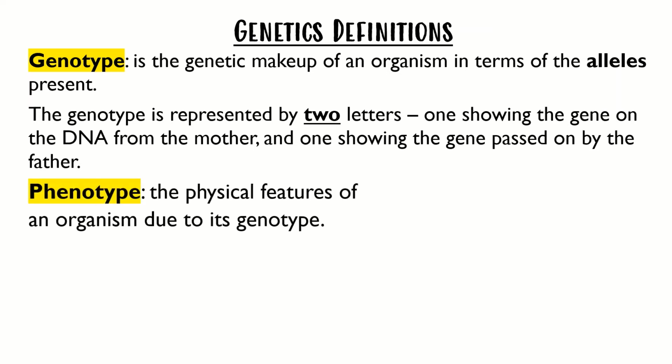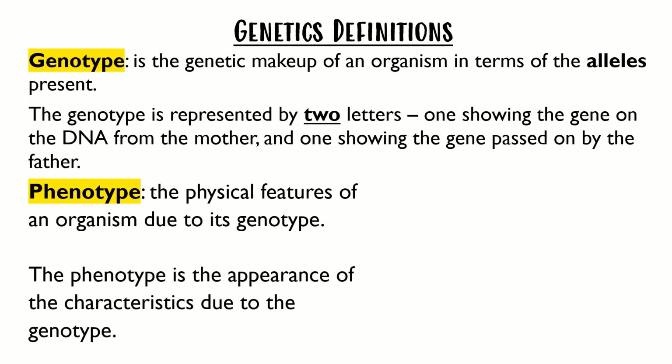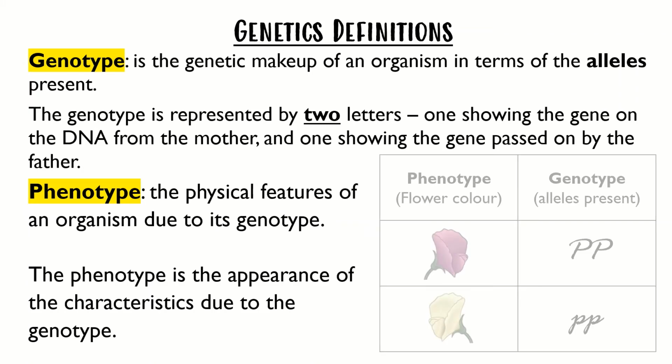So the genotype is represented by two letters, and those two letters will be one from mom and one from dad. The phenotype then is how that gene is expressed, whether you end up with characteristics from one allele from the mother or from the other allele from the father. So the phenotype is the physical features of the organism due to that genotype. It's the appearance of the characteristics.